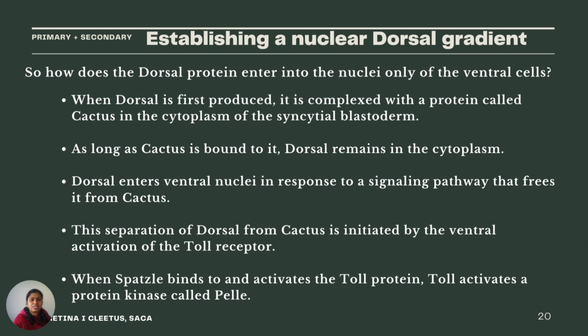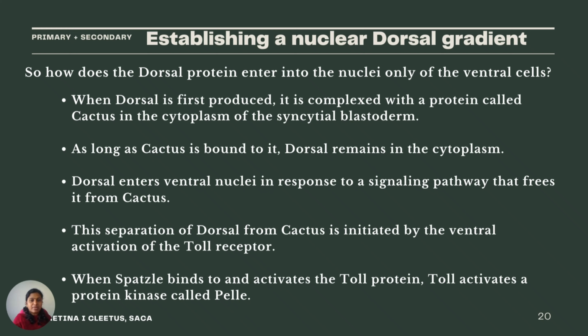And so, how does this dorsal protein enter into the nuclei of the ventral cells? When the dorsal protein is first produced, it is complexed with the protein called cactus in the cytoplasm of the syncytial blastoderm. And as long as the cactus is bound to it, this dorsal protein remains in the cytoplasm. The dorsal protein can enter the ventral nuclei in response to a signaling pathway that frees it from cactus. This separation of the dorsal from the cactus is initiated by ventral activation of the Toll receptor.